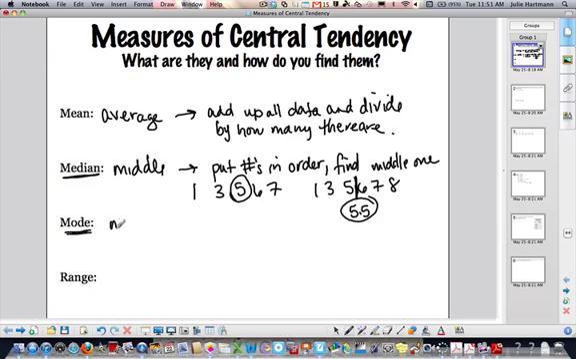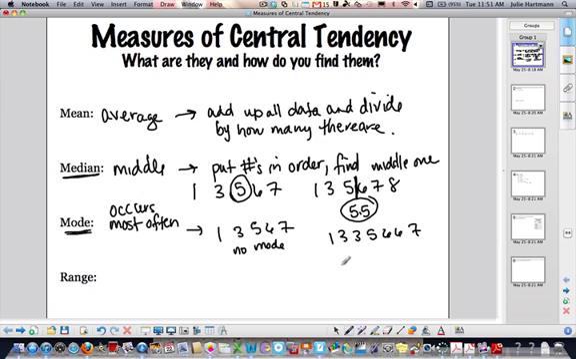Mode. Mode, you think most often occurring. So it occurs most often. You basically find the number that occurs most often. You could have 2 modes, or you could have no modes. If your data is, say, 1, 3, 5, 6, 7, there is no mode. If it was 1, 3, 3, 5, 6, 6, and 7, your modes would be 3 and 6.